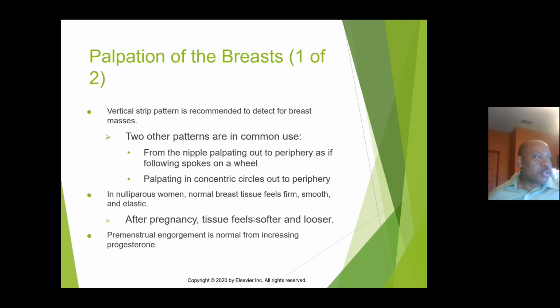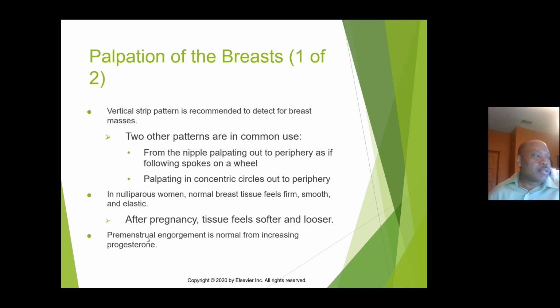Here we talk about the two other patterns in common use. There's one from the nipple palpating out to the periphery as if following spokes on a wheel. So you start with the nipple and then you kind of go in a circular motion away from the nipple. And also palpating in concentric circles out to the periphery is another one. All right.